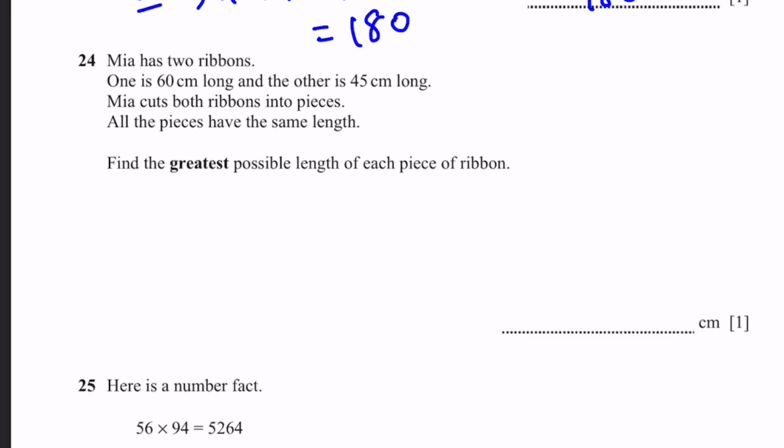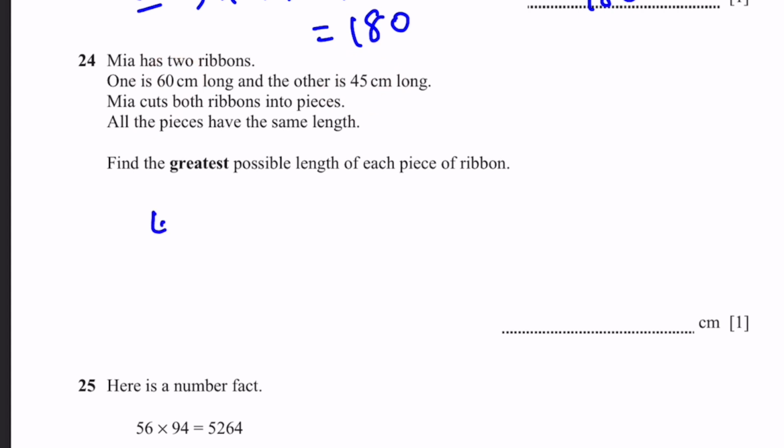Question 24. Mia has 2 ribbons. One is 60 centimeters long, the other is 45 centimeters long. Mia cuts both ribbons into pieces. All the pieces have the same length. Find the greatest possible length of each piece of ribbon. That means because she cuts the ribbon into pieces and they have the same length, it is the HCF of 45 and 60 centimeters.